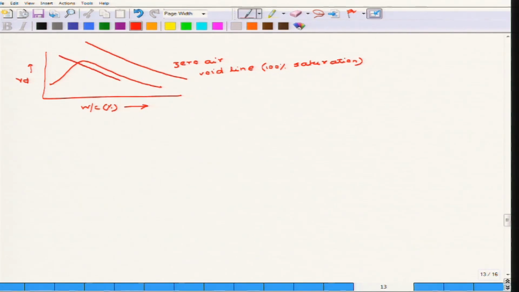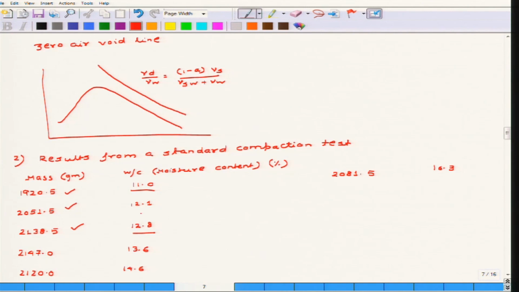Now, this is the 90% saturation line or basically the 10% air void line. And here lies the 95% saturation line or the 5% air void line. So, this is how the figure looks, and all these points correspond to the water content that is given in the question, that is 11, 12.1, 12.8, 13.6, 14.6 and 16.3 respectively.